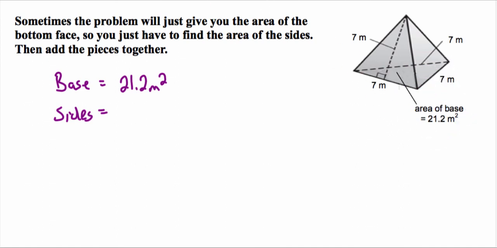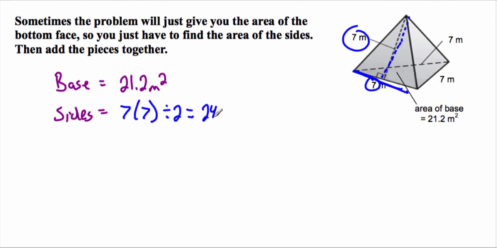Well, focus on one of the sides, because notice how each of the sides down here are 7. So they're all the same base. And you'll notice that the height also happens to be 7. So base of 7, height of 7, 7 times 7, but it's a triangle, so we have to divide by 2. And that gives me 24.5 meters squared.